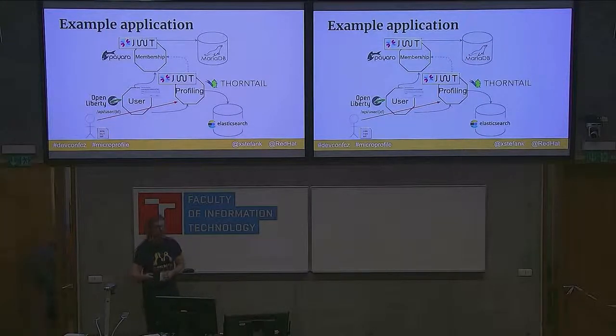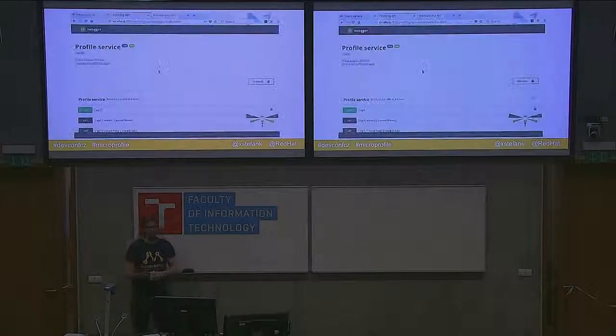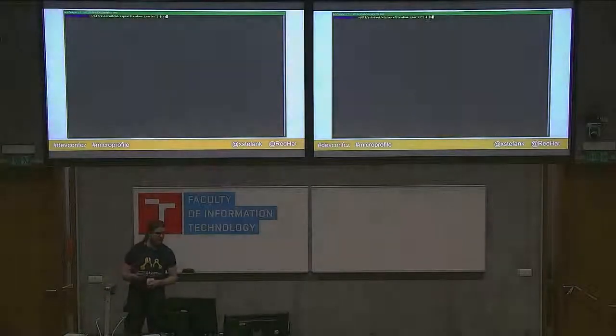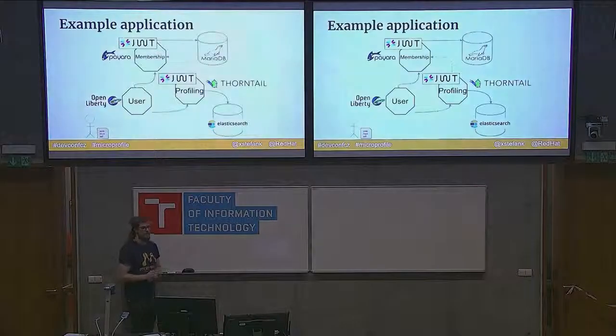So in that sense, if our user already has a token, they just send it to the profiling service. Profiling will decrypt it, verify that the user has a role that is able to access the resource, and if they do, it will return the data. Again, I also provided an example for this, but I don't have time to go through that.